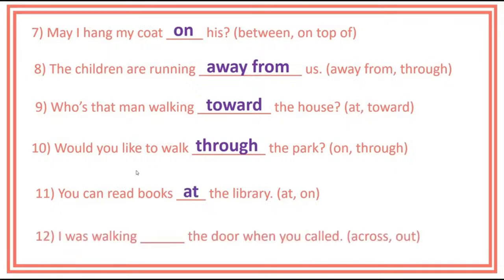Number 12. I was walking blank the door when you called. Prepositions inside the bracket are across and out. Answer. I was walking out the door when you called.